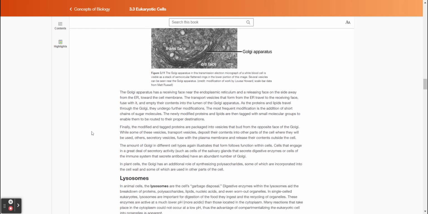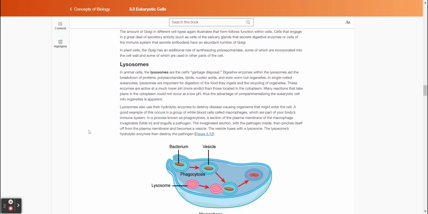The amount of Golgi in different cell types again illustrates that form follows function within cells. Cells that engage in a great deal of secretory activity, such as cells of the salivary glands that secrete digestive enzymes, or cells of the immune system that secrete antibodies, have an abundant number of Golgi. In plant cells, the Golgi has an additional role of synthesizing polysaccharides, some of which are incorporated into the cell wall and some of which are used in other parts of the cell.